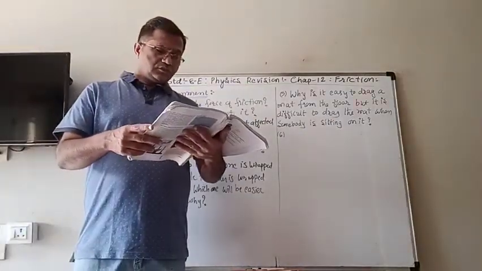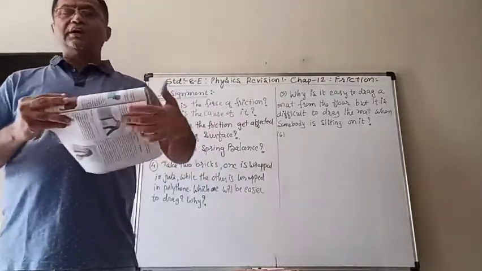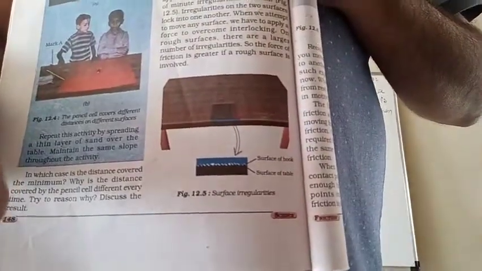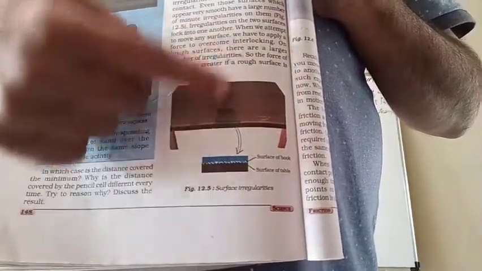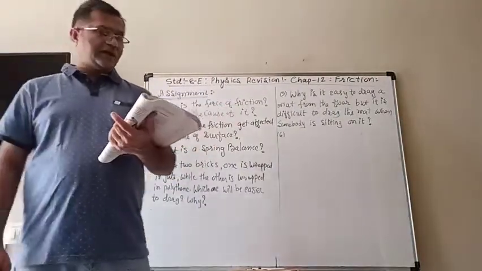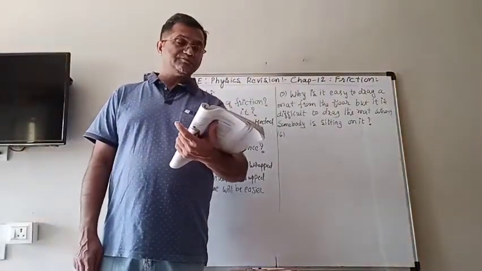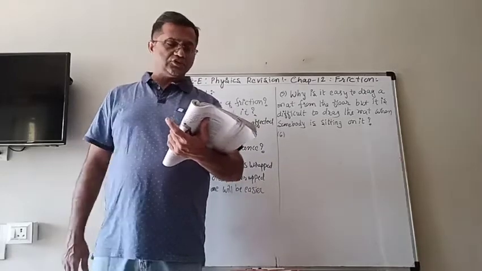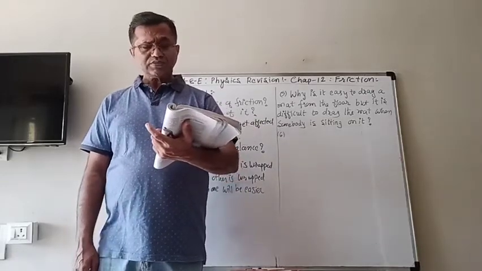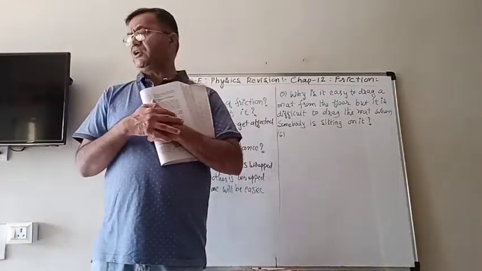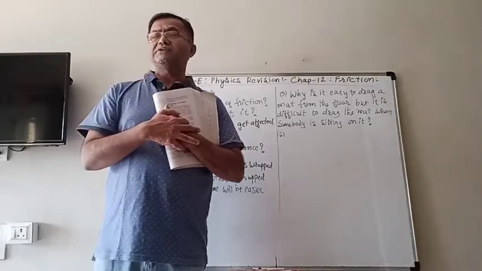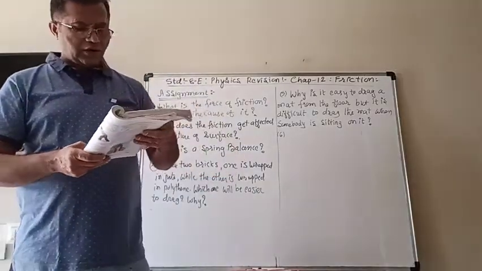So now, as I told you what type of irregularities are there, you can see here that there are irregularities, and the irregularities between two surfaces will interlock each other, and therefore it is difficult to move. So that is the cause of the friction. And as I told you, smooth surfaces have small irregularities, while the rough surfaces have more of them.